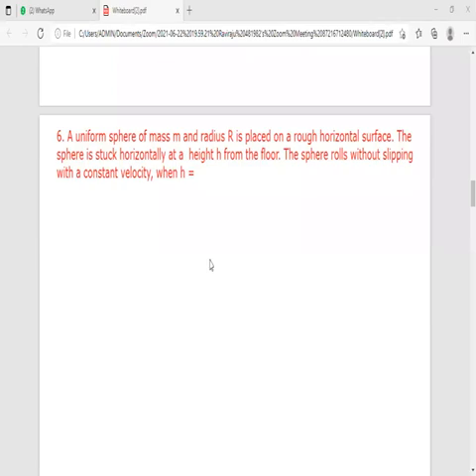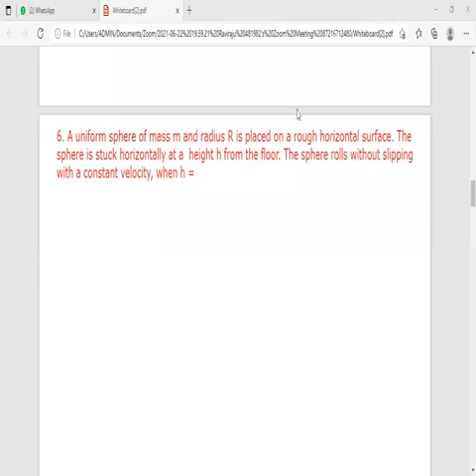A uniform sphere of mass m and radius r is placed on a rough horizontal surface. The sphere is struck horizontally at a height h from the floor. The sphere rolls without slipping with constant velocity. Find h. So when some force is applied at a particular distance h only, it will just start moving there.